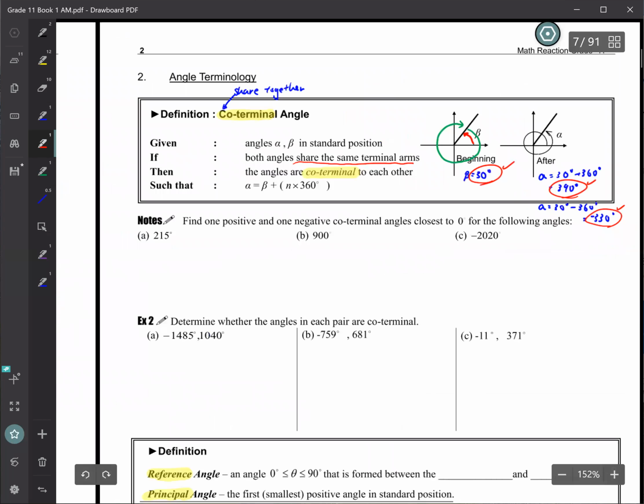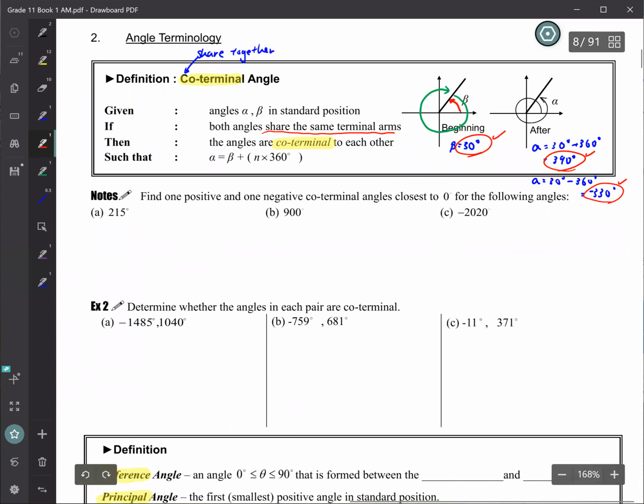All right, so over here, let's try an example. Question A wants us to find one positive and one negative coterminal angle closest to 0. This is the key word. When you are doing your homework, even if they don't mention that, make sure you add this in: closest to 0 degrees. Because you can keep on adding 360, you can get infinitely large, or keep on subtracting. So we only want the one that's closest to 0.